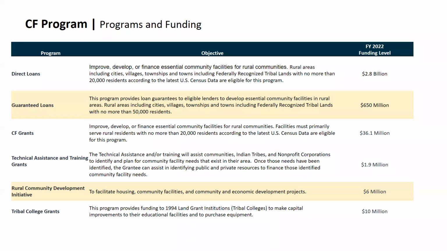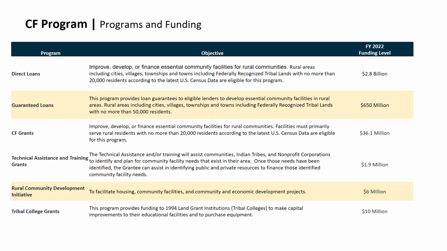So there's ample funding available in our direct loan program, as well as our guaranteed loan program. We used about $300 million in our community facilities guaranteed loan program. So we had more funding available there as well. The CF grants are way oversubscribed, of course. We had $36 million available in community facilities grants, but the amount of demand was just tremendous.